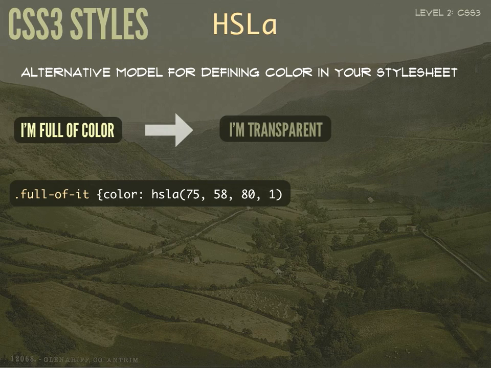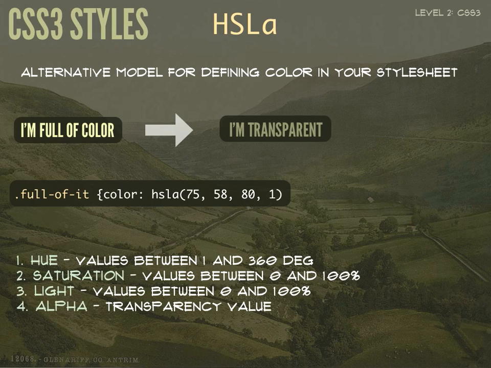We have our HSLA values, which translate to hue, saturation, and light respectively. And then just like opacity, we have an alpha transparency value. So we can set that to be as opaque as we want it.